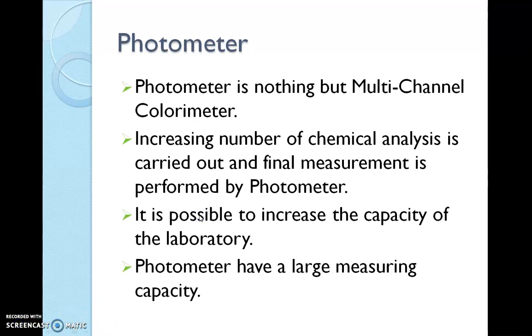So next we will discuss the photometer. A photometer is nothing but a multi-channel colorimeter. In earlier days, in the normal photometric method, we used only one cuvette for the measurement of the concentration of a solution. Here in the photometer, we use a number of cuvettes in order to measure the concentration of solutions at a time. An increasing number of chemical analyses are carried out and the final measurement is performed by the photometer. By using this photometer, we are able to increase the capacity of the laboratory. So the photometer has a large measuring capacity.